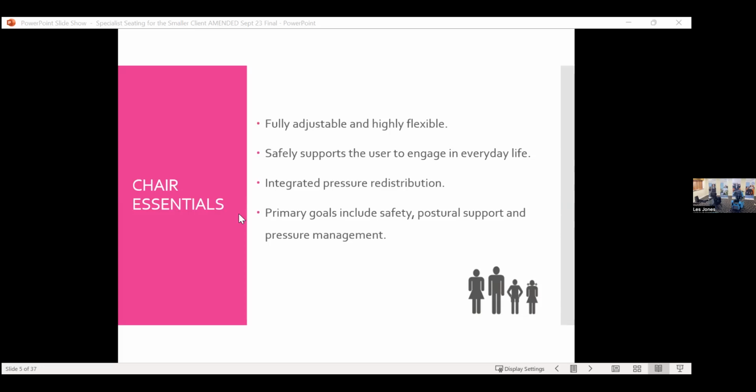And when working with children, we also need to future-proof a product to accommodate growth. I want to stress that these are small chairs. They're not specifically designed for children, though they work quite well with children. They're designed for the client with small stature.